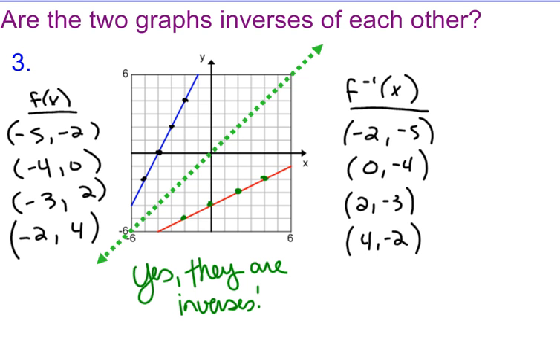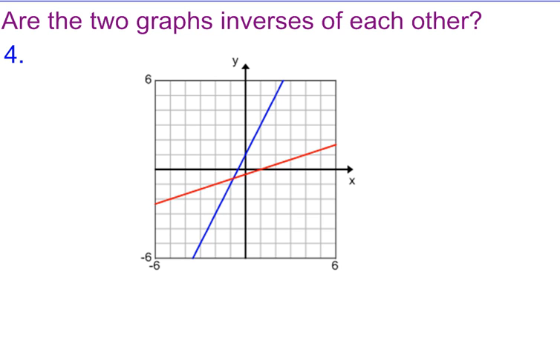So let's try number 4. Same idea. I'm going to go ahead and draw on that line y equals x. This one's off just a little bit too. There we go. And I'm going to look at it and say, okay, do they kind of look like they could be inverses? And I think they do, right? They look like they could be inverses. So I'm going to pick some points that I could name. I'll go with my blue line again. Here's some points.